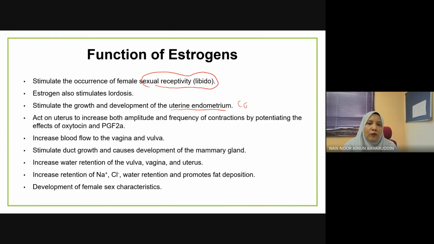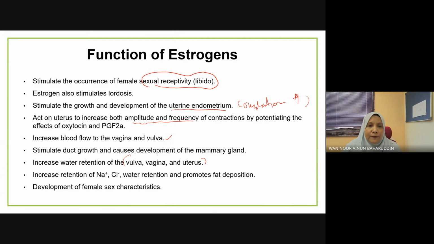So that's why during ovulation, estrogen is higher and gives a positive signal. Estrogen can also give higher amplitude and frequency of contraction and increase blood flow to the vagina and vulva during sexual activity. It also stimulates duct growth and causes the development of the mammary gland. It can also increase water retention at the sexual parts of the vulva, vagina, as well as the uterus.